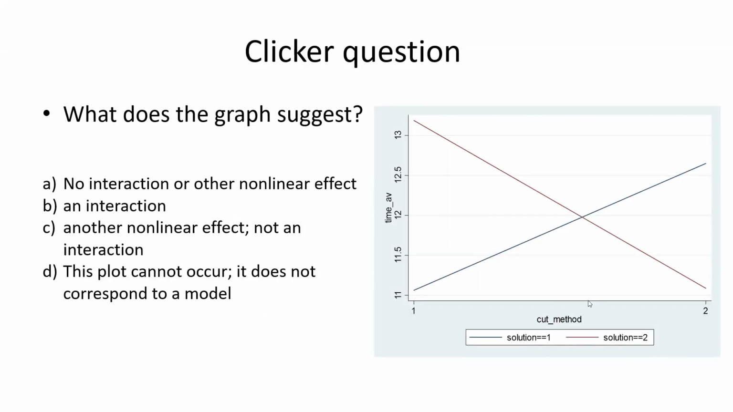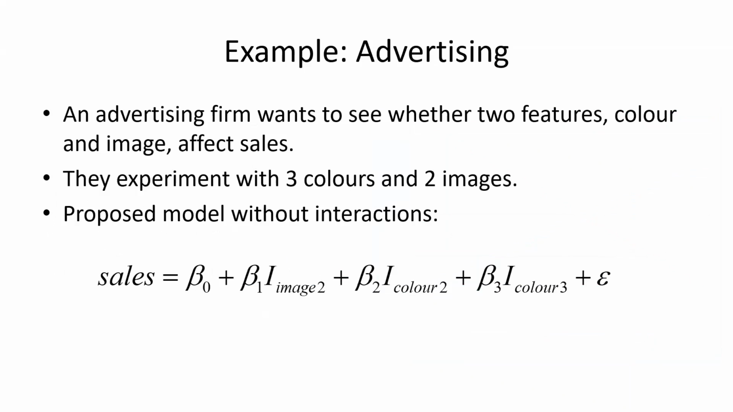And so the intermediate values don't exist, right? Condition 1, condition 2, but we can still draw lines. So what does the graph suggest in terms of interactions? I will leave you to answer that question and move on to the next example.